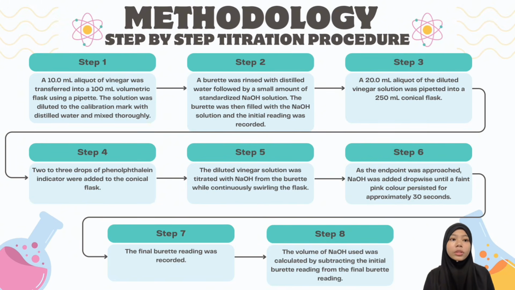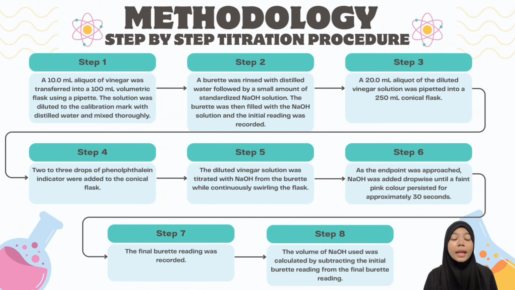Second, a burette was rinsed with distilled water followed by a small amount of standardized NaOH solution. The burette was then filled with the NaOH solution and the initial reading was recorded. Third, a 20 ml aliquot of the dilute vinegar solution was pipetted into a 250 ml conical flask. Fourth, 2 to 3 drops of phenolphthalein indicator were added to the conical flask.